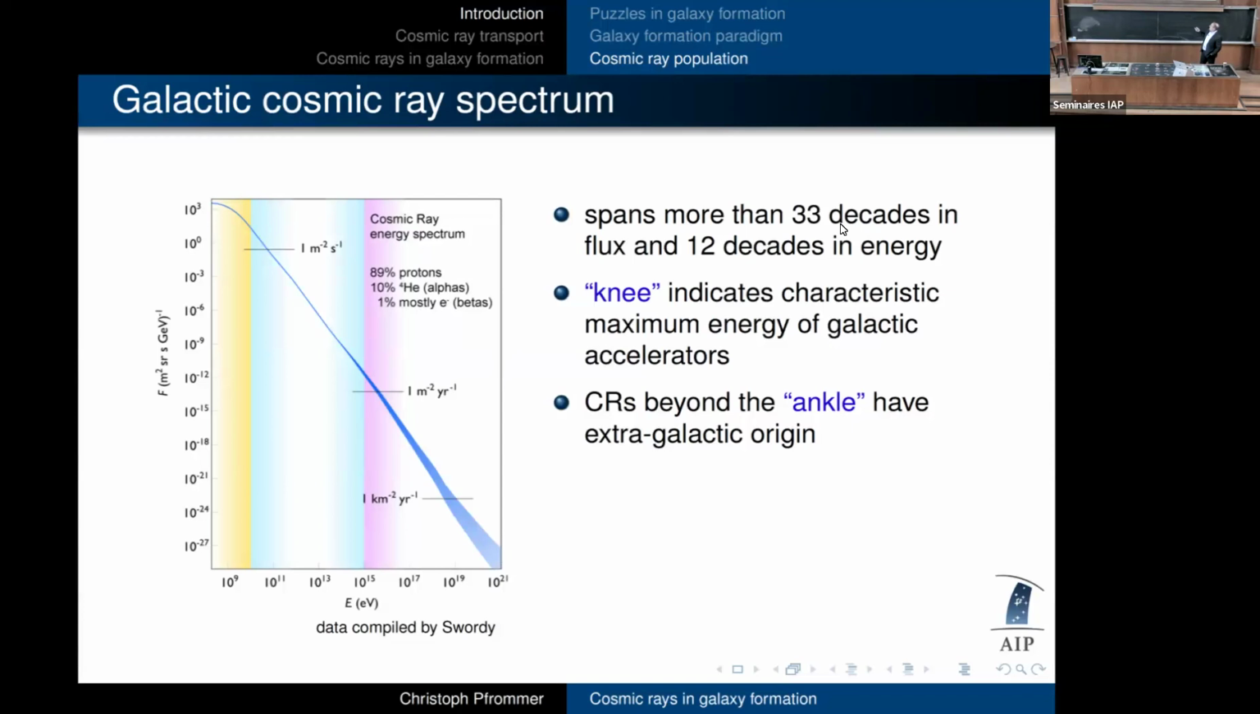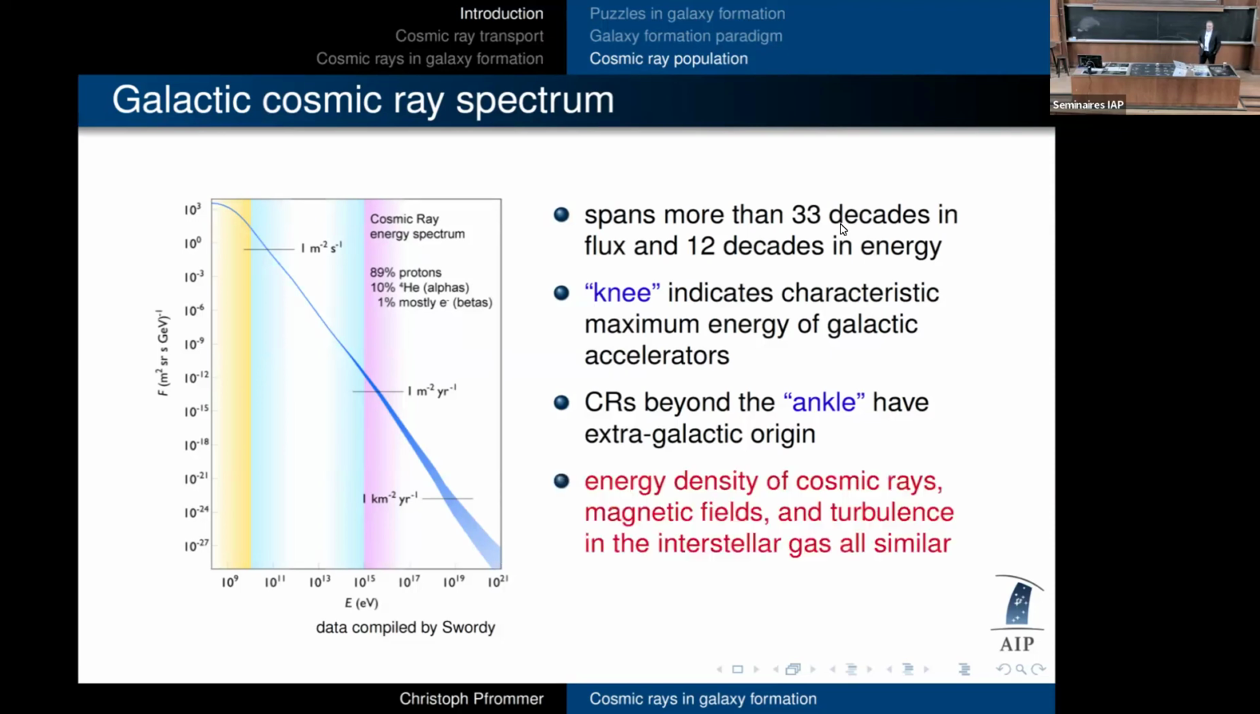It's almost a perfect power law. It steepens a little bit at 10 to the 15 electron volts. That's where we think the galactic accelerators run out of steam. And it flattens around here, 10 to the 18 electron volts, where we believe that these are the extragalactic population of cosmic rays. But that's interesting cosmic ray science. In terms of the feedback, what we have to care about is the yellow part of the spectrum, the GeV particles. That's where all the energy sits. And it is that part that is in equipartition with the thermal gas, with the turbulence, with the magnetic field.